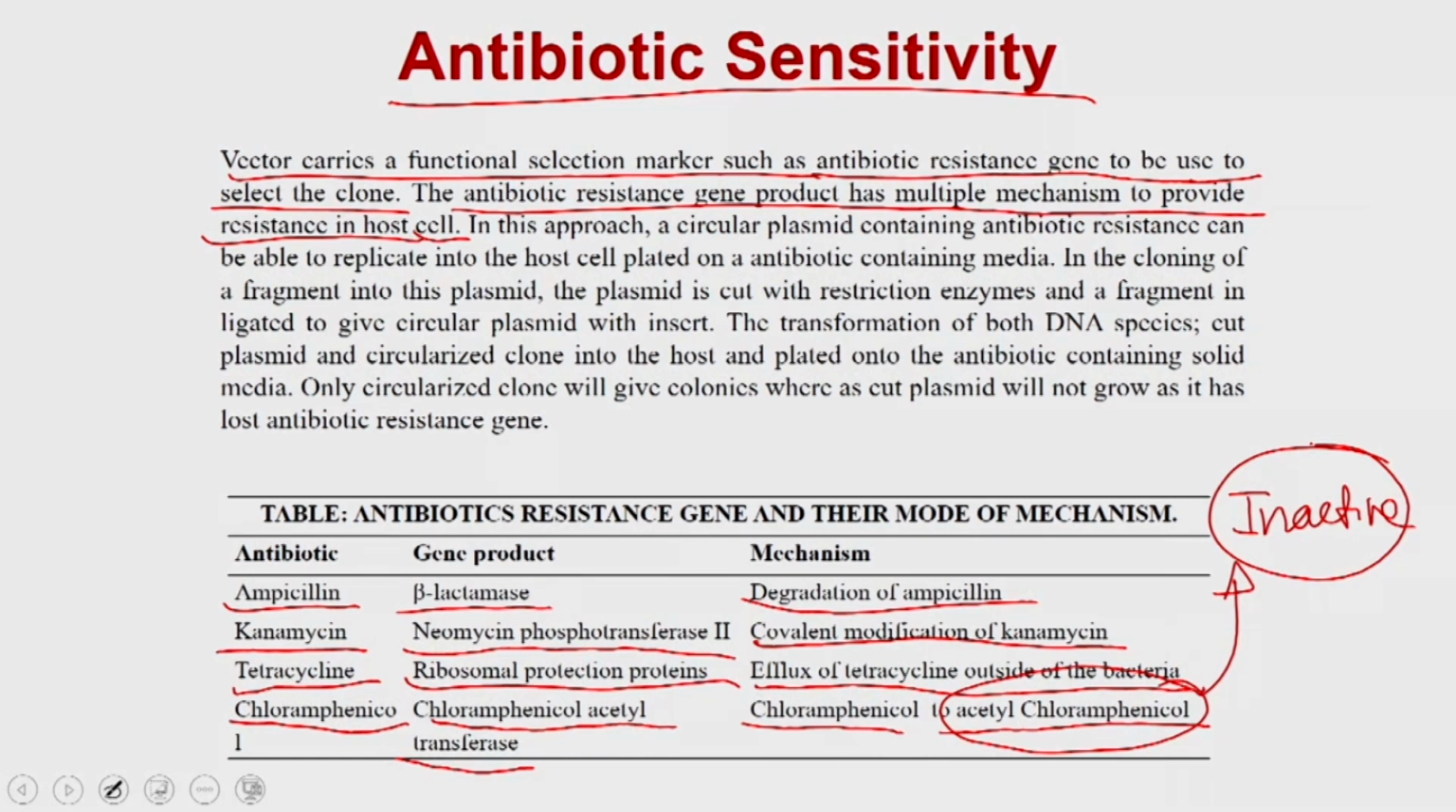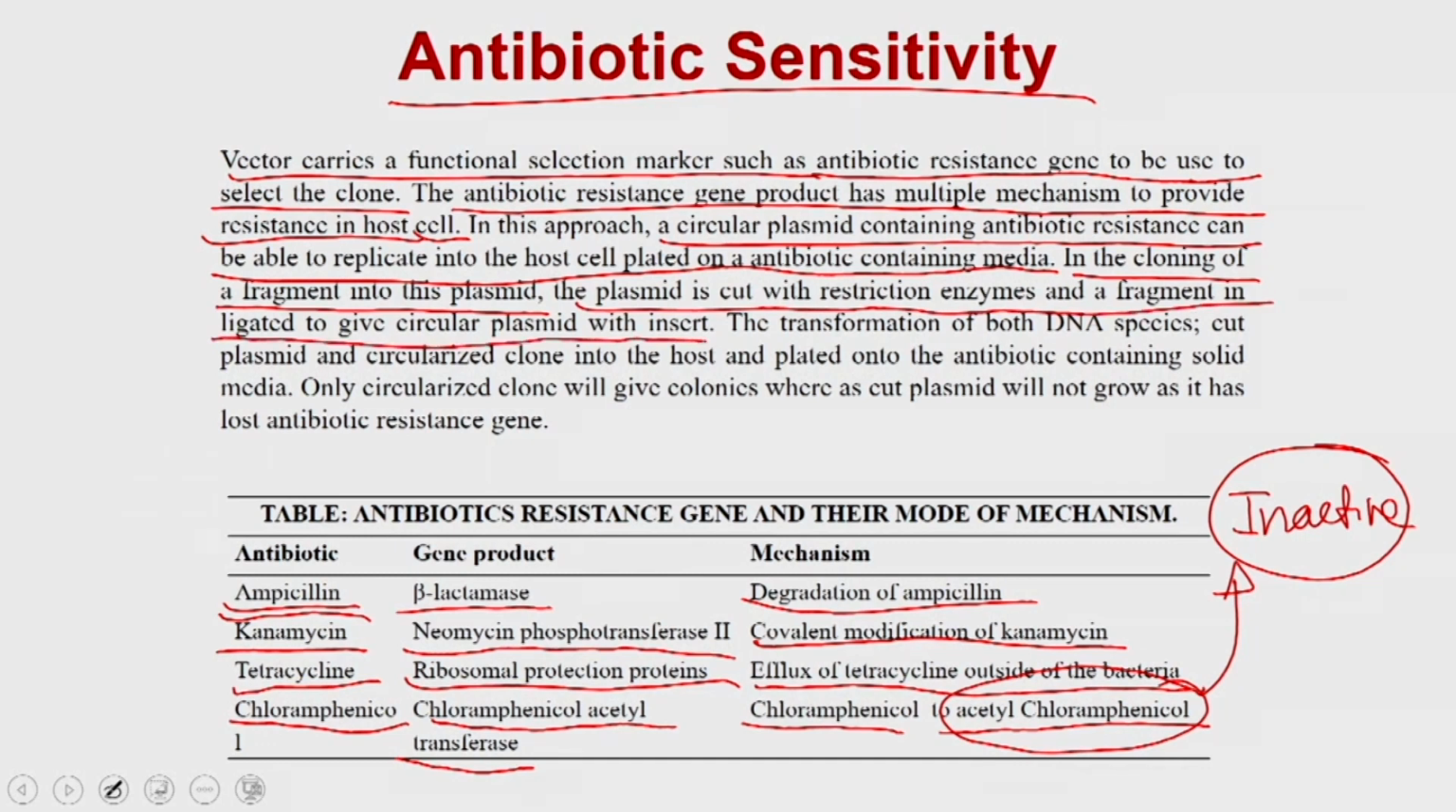So in this particular approach, a circular plasmid containing an antibiotic resistance gene can replicate in the host cells plated onto an antibiotic-containing media. Suppose you have the ampicillin resistance gene on the plasmid, you can plate these cells onto an ampicillin-containing media. In the cloning of a fragment, the plasmid is cut with a restriction enzyme, and a fragment is ligated to give a circular plasmid with insert.